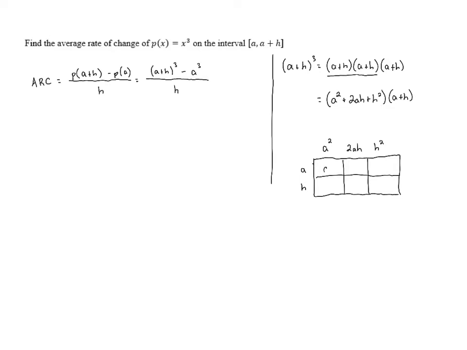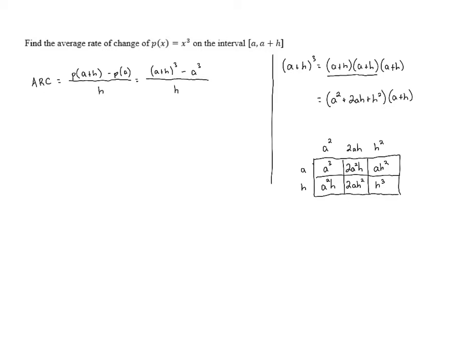A times a squared is a cubed. A times 2ah is 2a squared h. And a times h squared is ah squared. Then in the next row, h times a squared is a squared h. I'm going to write the a first in each of these terms, just so we can see what matches up. Then h times 2ah is going to be 2ah squared. And then h times h squared is h cubed.